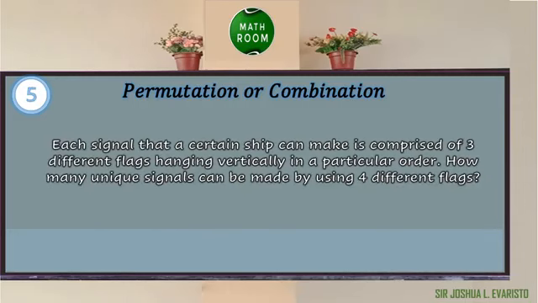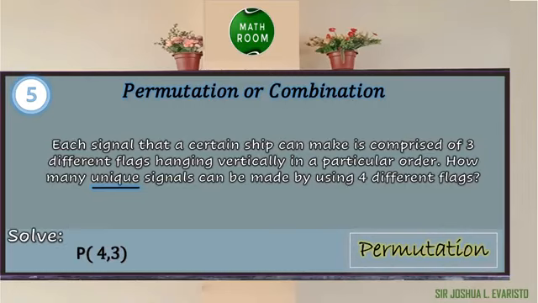Item number 5. Each signal that a certain ship can make is comprised of 3 different flags, hanging vertically in a particular order. How many unique signals can be made by using 4 different flags? The keyword used is unique, which makes the problem a permutation question. We will use permutation of 4, 3 since we have 4 different flags and we will hang 3 different flags.